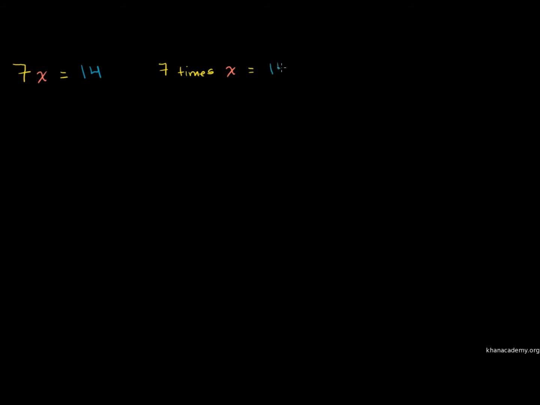Now, you might be able to do this in your head. You could literally go through the 7 times tables. You say, well, 7 times 1 is equal to 7, so that won't work. 7 times 2 is equal to 14, so 2 works here. So you would immediately be able to solve it. Just by trying different numbers out, you'd say, hey, that's going to be a 2.